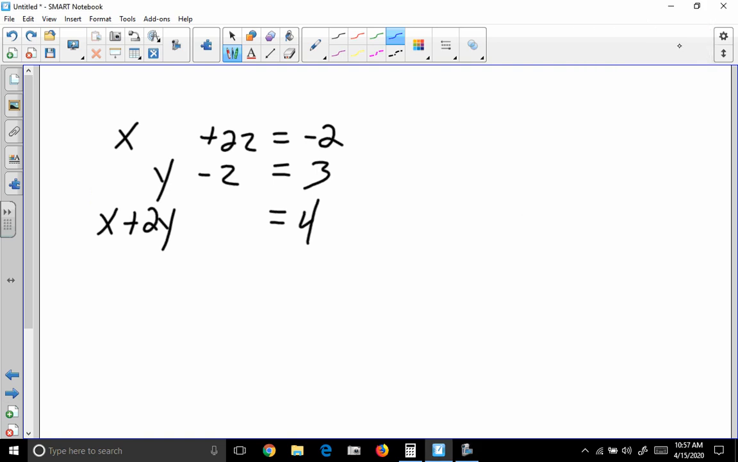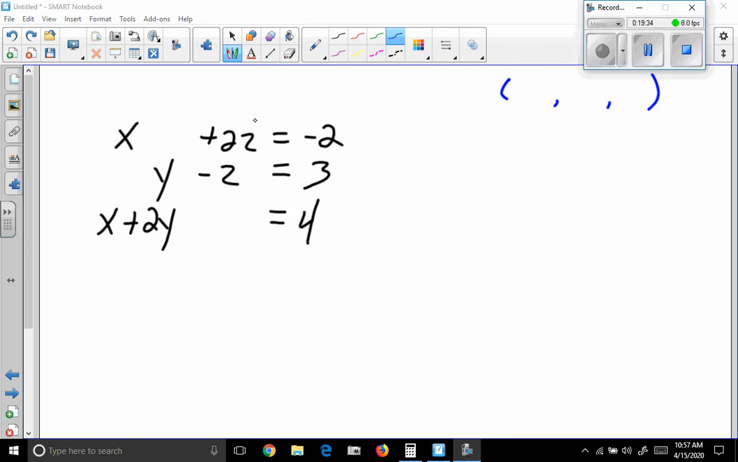Now let's do one last one. And this one is a little bit different, but our process in general is the same. We have 3 equations, and we have a total of 3 variables. So our solution is going to be an ordered triple. Even though no equation has all 3 variables in it, our system does have 3 variables. So we want to find out exactly which values for x, y, and z will work for all 3 equations at the same time.